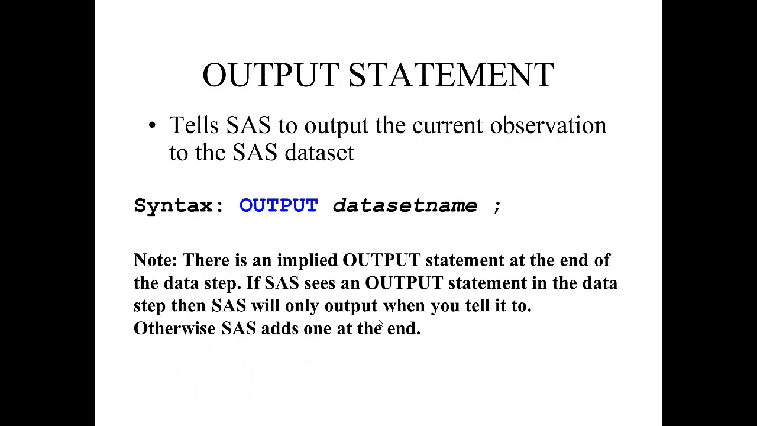Another useful statement when we're combining or subsetting SAS datasets is the output statement. The output statement tells SAS to output the current observation to the SAS dataset. The basic syntax is just output and then the dataset name. Note that there is an implied output statement at the end of the data step. If SAS sees an output statement in the data step, then SAS will only output when you tell it to. Otherwise, if there's no output statement in the data step, then SAS just outputs the observation when it comes to the end of the data step.